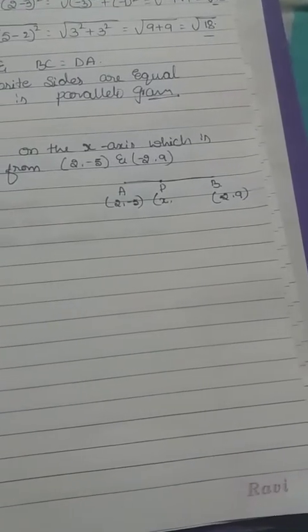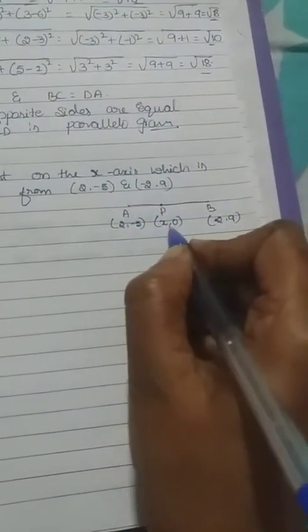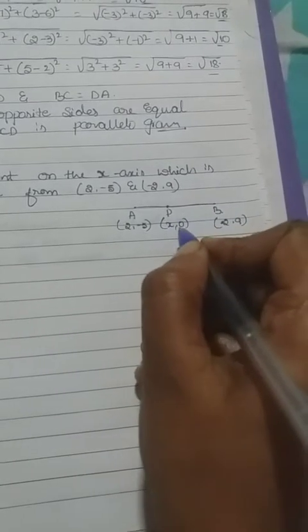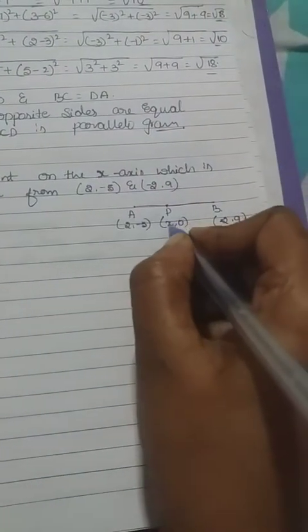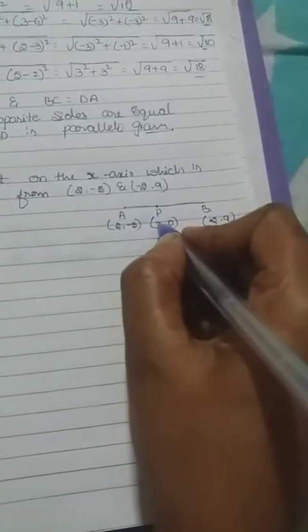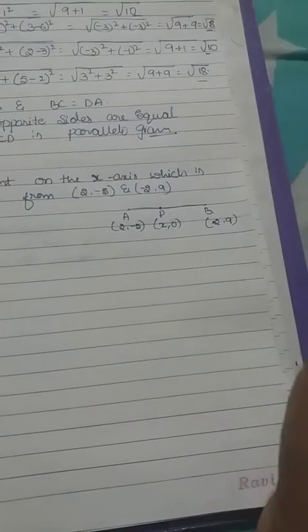I mean, x-axis in the sense the value of x is there, and y is not there, so y should be 0. So we want to find x comma 0. It should be (x, 0) because they have given the x-axis. If they had given the y-axis, it would be (0, y), because there is no x value then. Understood? Hope you understand.